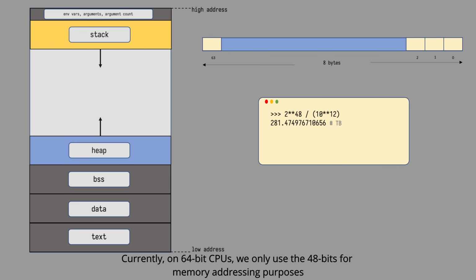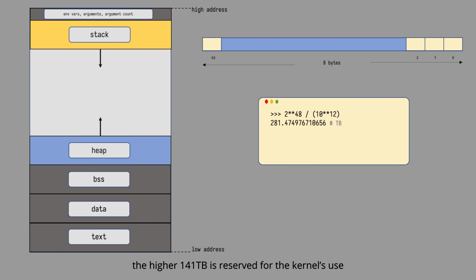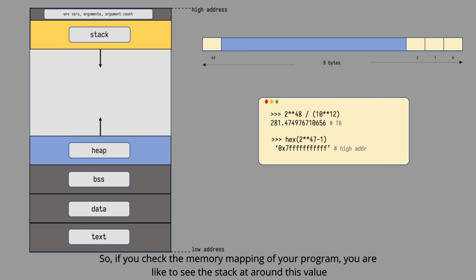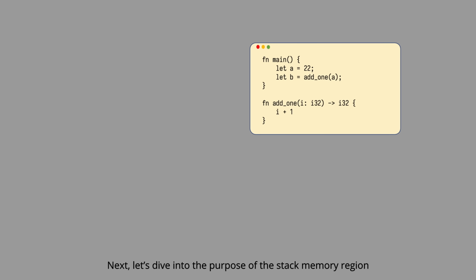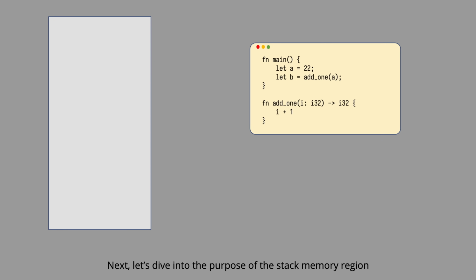Currently, on 64-bit CPUs, we only use 48 bits for memory addressing purposes. With 48 bits itself, we can address up to around 282 terabytes of memory. Out of this, only the first 47 bits are used for the user space memory. That means around 141 terabytes of virtual memory is allocated for the program, and the higher 141 terabytes is reserved for the kernel's use. With 47 bits, the highest address you can use is this value. So, if you check the memory mapping of your program, you are likely to see the stack at around this value. Next, let's dive into the purpose of the stack memory region.